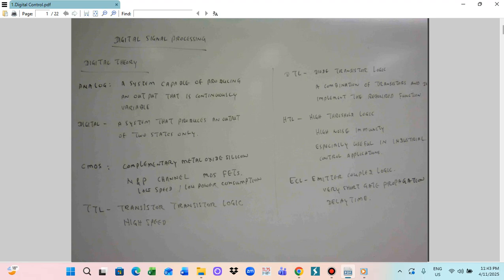HTL is high threshold logic. It has very high noise immunity, so it can withstand the noise. Because of this, it is suitable for industrial control operation.